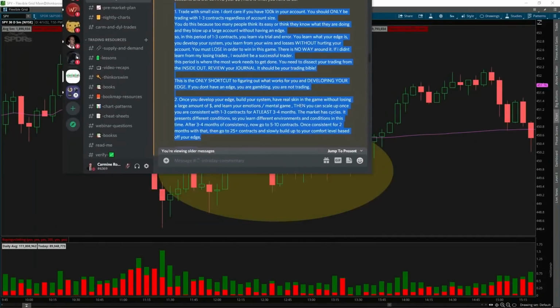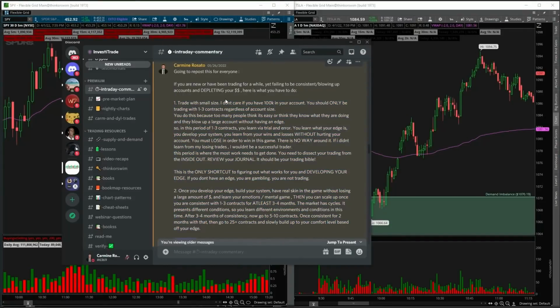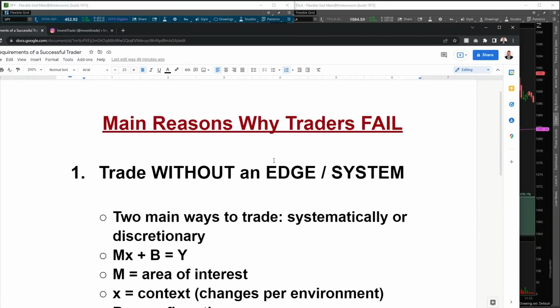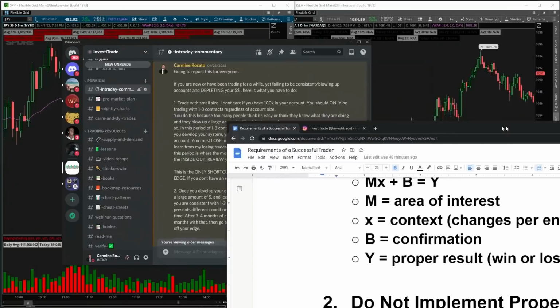Now, I want to get into this Discord example that I put. Let me minimize this, pull up Discord again. So if you are new or you've been trading for a while and you're failing to be consistent, or you're blowing up accounts and depleting your money, here is what you have to do. When I first started trading, I blew up accounts, I lost a lot of money, and I attribute this to going into the market blind without an edge and trading with too large an amount of money. And I did not implement stop losses, and I didn't implement proper risk management. So here's what you have to do.